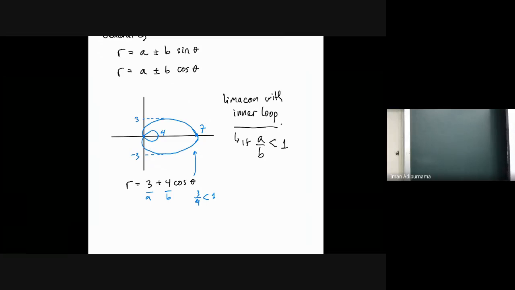So the point 7 is A plus B, and this should be the 4, and 3 should be the A. So this should be B.